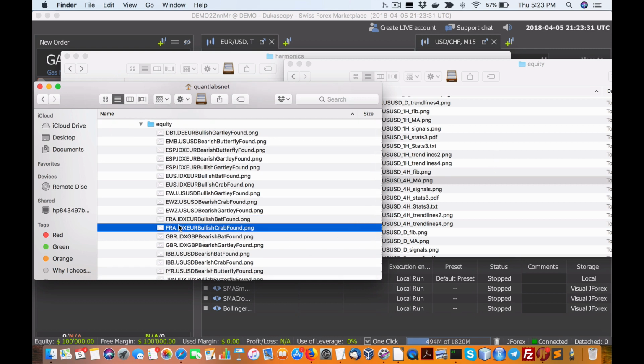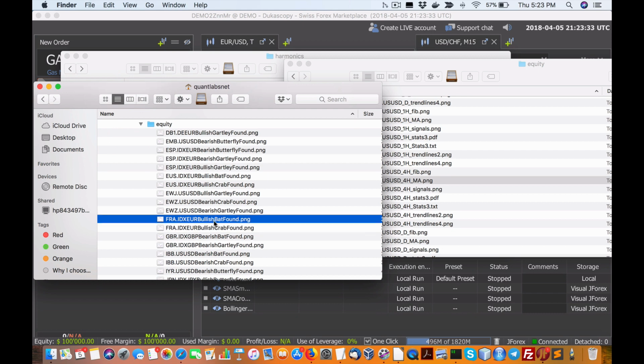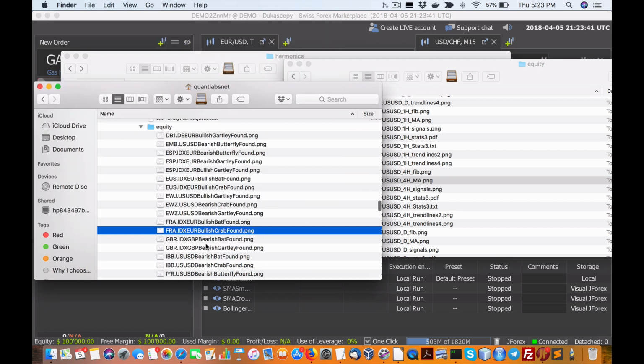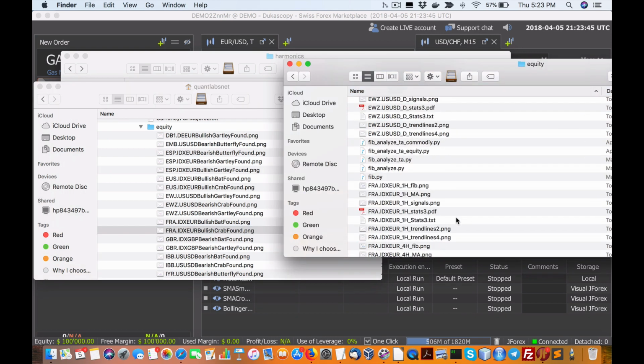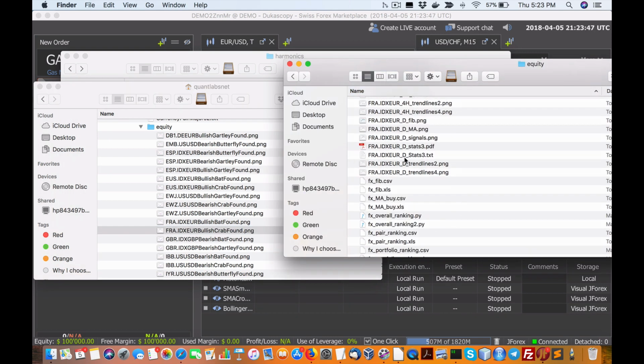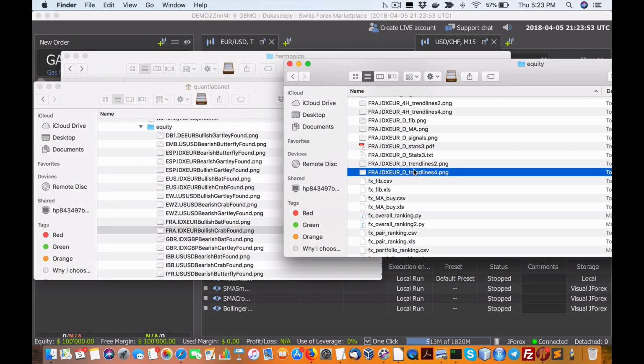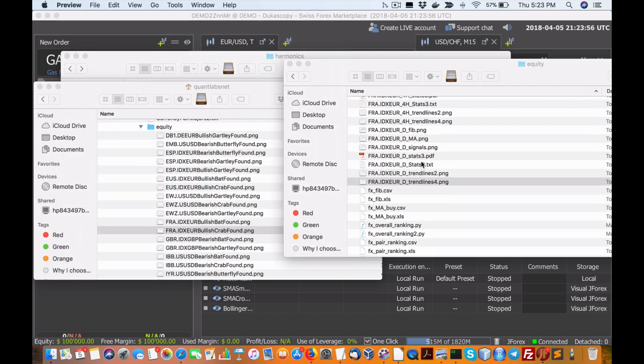Bullish for, yeah. So we have bullish for France, 2 of them. We have two different patterns here that have been found for France, bullish. Let's see what they say about France. France, slightly moving up. Okay.